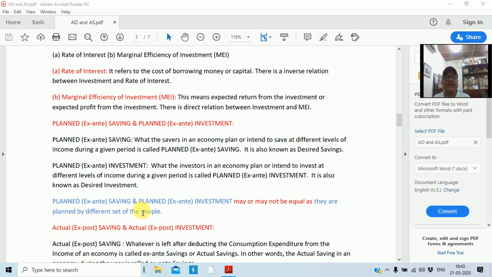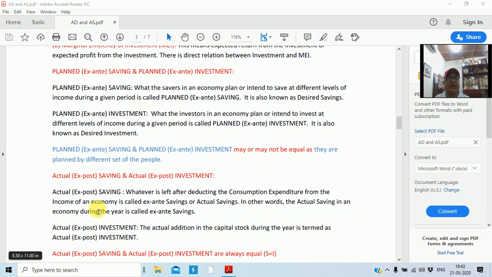So if the question is whether planned saving is always equal to planned investment, the answer is no. It may or may not. Why? Because savers are a different group and investors are a different group. Those who are doing the saving, they are different. Those who are going for the investment, they are different. So their opinion, their thought process may be the same or may not. That's why we say ex-ante saving and ex-ante investment may or may not be equal as they are planned by different sets of people.